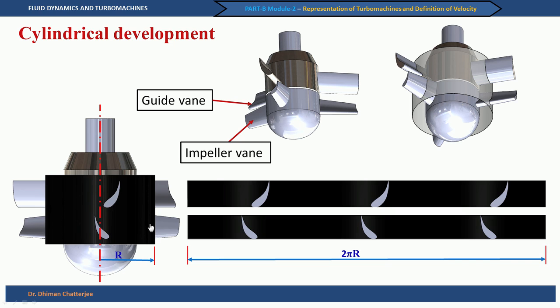And when we stretch it out, just as I said, the cylindrical development, we get the blades. In this case, there are 3 blades. So, we get the 3 blades. The bottom blades are the impeller vanes and the top ones are the guide vanes. We will look at it more closely once again.